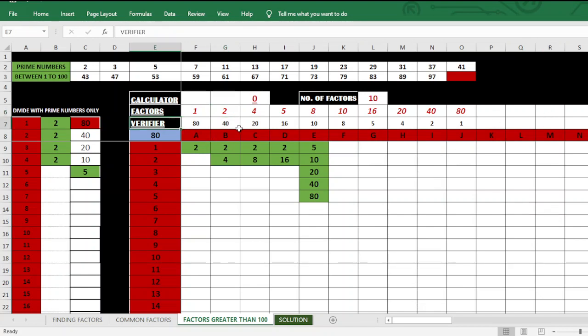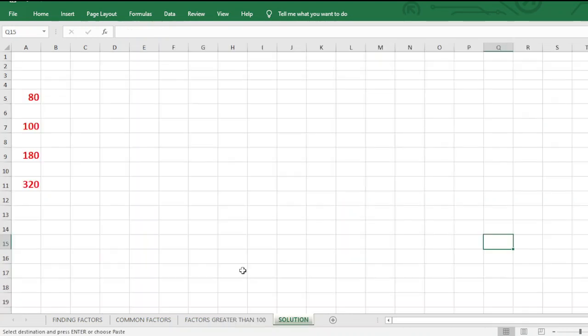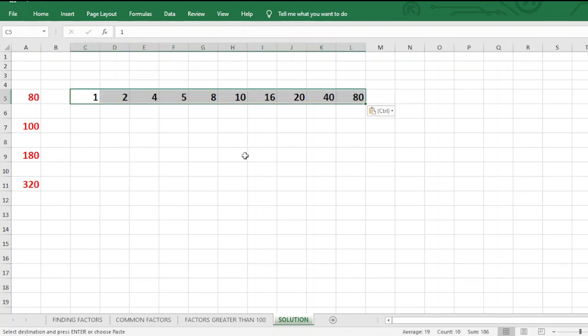Now, for our verifier, you can see that we don't have any decimal here. What this does is it just takes our number, divides it by a factor. And then if we end up with whole numbers, it means our factors are what? Correct. Once we find any decimals, our answer is wrong. So let's quickly copy our factors. Then let's paste the values.